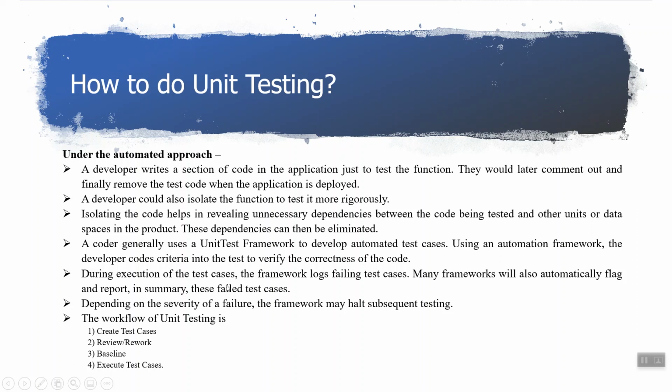During execution of the test cases, the framework logs failing test cases. Many frameworks will also automatically flag and report in summary these failed test cases. So here, depending on the severity of the failure, the framework may also halt the subsequent testing. The workflow of unit testing involves creating the test cases, review or rework on the code or test cases, then creating the baseline and executing the test cases.